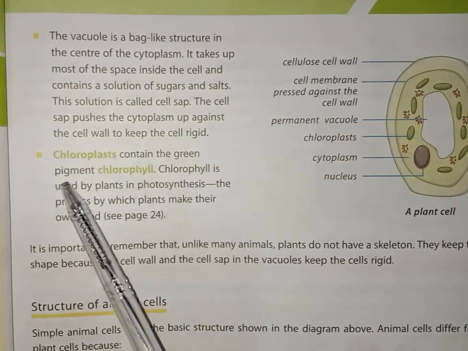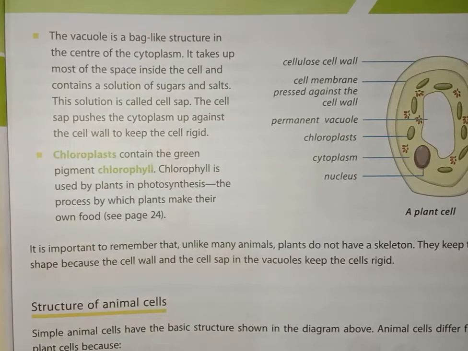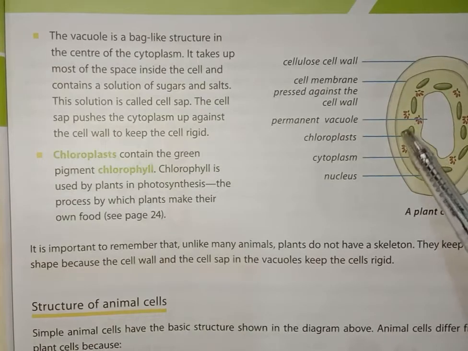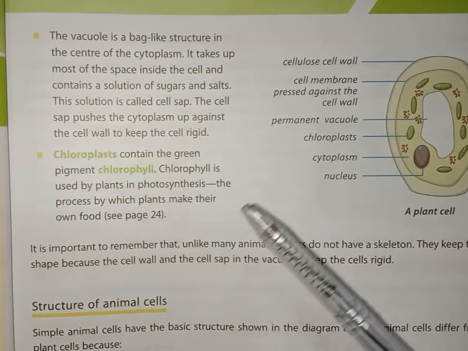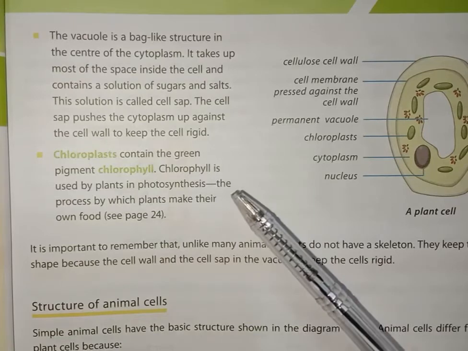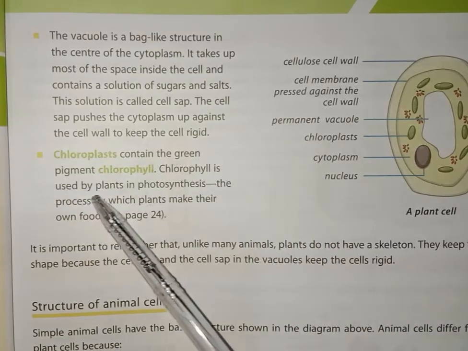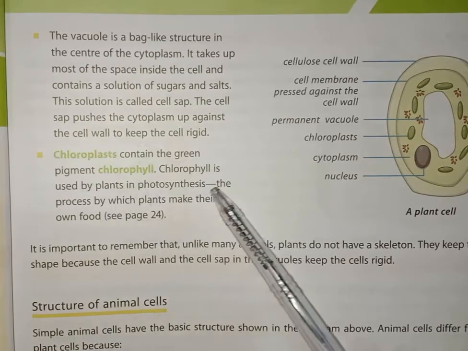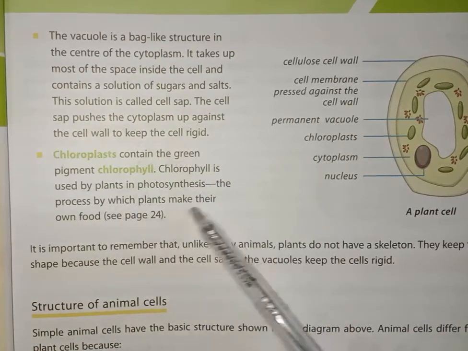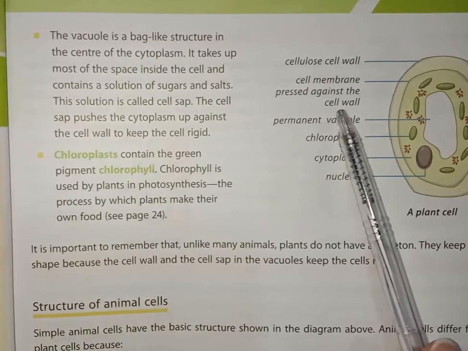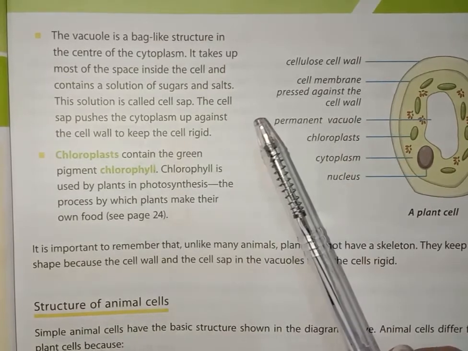Chloroplasts contain the green pigment chlorophyll. These are the chloroplasts which contain the green pigment chlorophyll, the pigment which we can see on the surface of the plant, the green color of the plant. Chlorophyll is used by plants in photosynthesis, the process by which plants make their own food. We have to know how plants make their food.